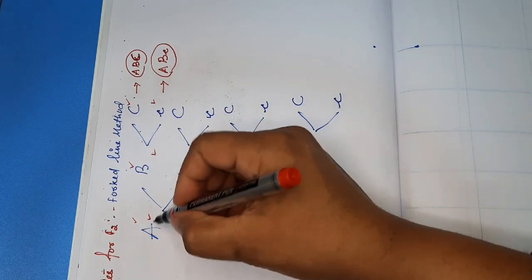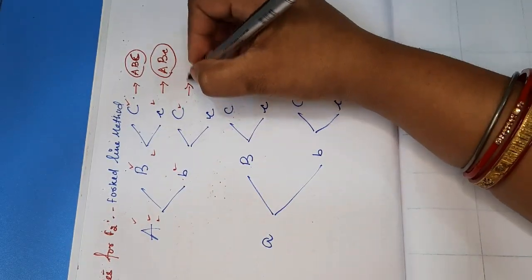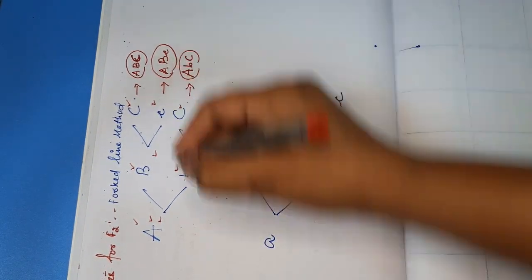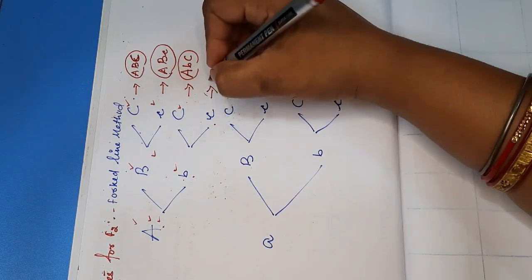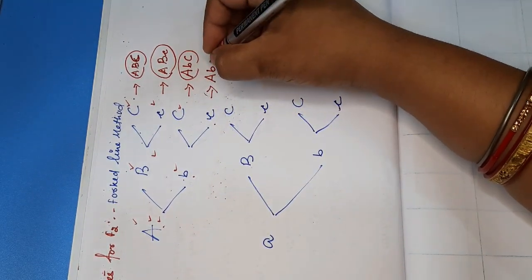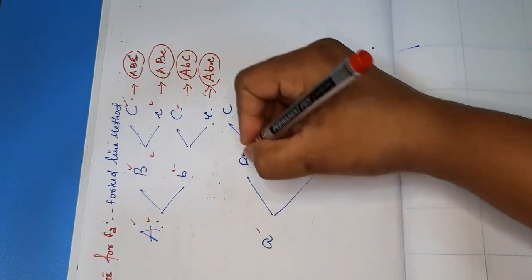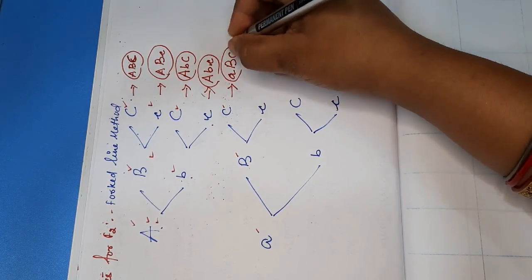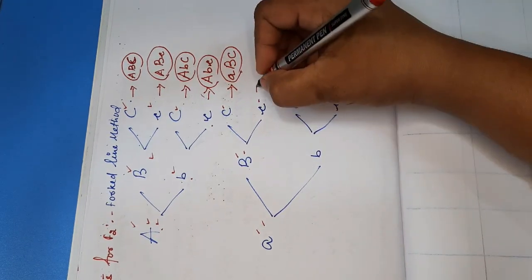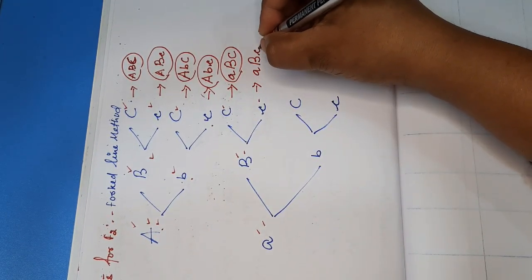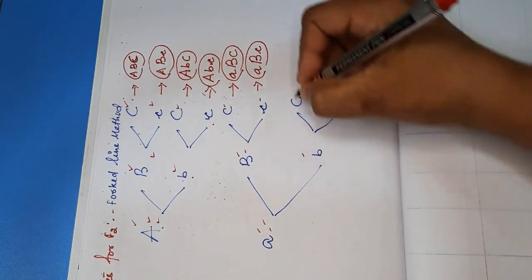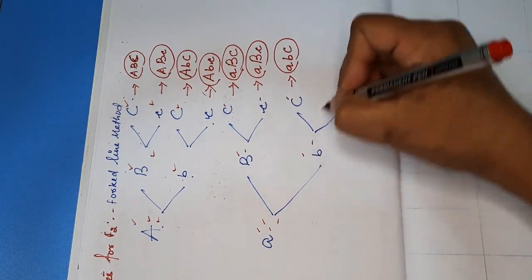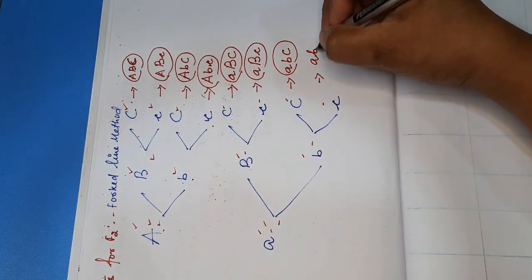Let me make it bigger. Then picking up this combination, it will be capital A, small b, capital C. Picking up this and this combination, it will be capital A, small b and small c. Picking up this combination, it will be small a, capital B, capital C. Then small a, capital B, small c. Then small a, small b, capital C. And picking up this combination, it will be all recessive, that is small a, small b, small c.